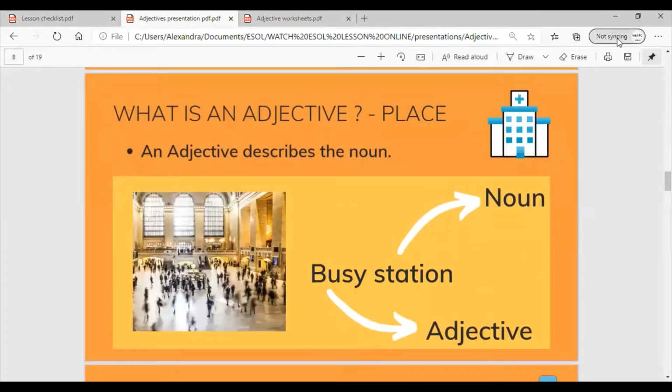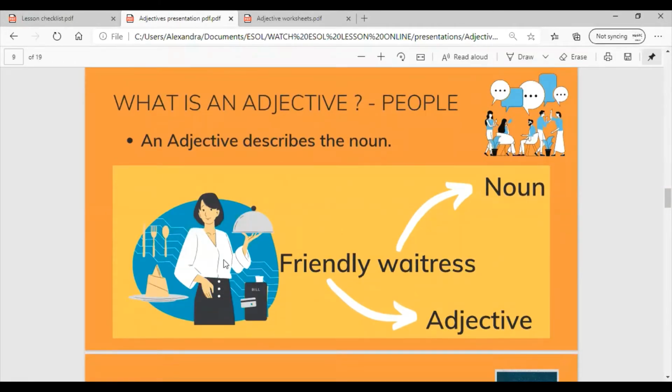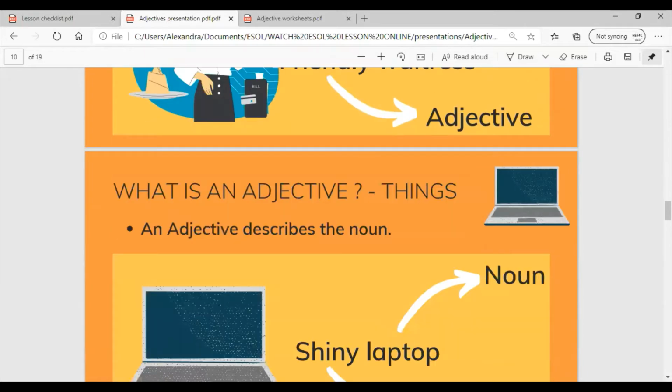And then we have place. We have a photo, I think, from the Central Station in New York, so train station. So we have busy station. Station would be our noun because it is a place, and busy would be our adjective because it is describing the place. So busy station. And the same goes for our category of people. Here we have a waitress, which is our noun, and friendly is describing how she is or what she is like. So for this category, friendly is our adjective there.